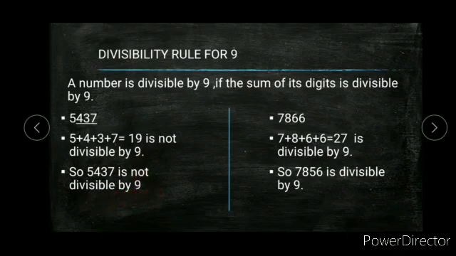Similarly, we check for another number, 7866. On adding the digits, I got the sum 27, and 27 is a multiple of 9. So it is divisible by 9. So the given number, that is 7866, is divisible by 9.